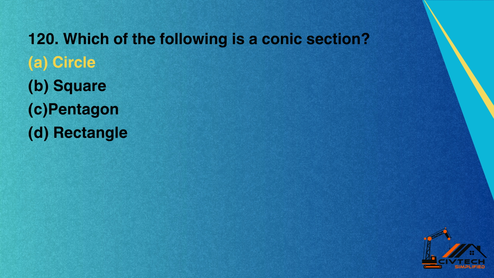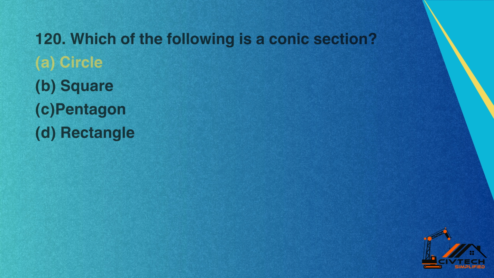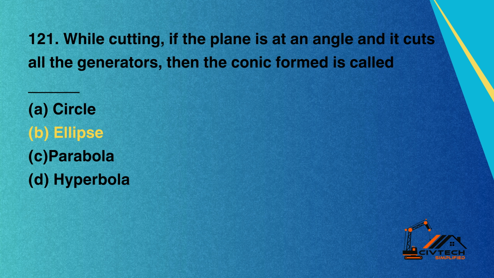120. Which of the following is a conic section? A. Circle. B. Square. C. Pentagon. D. Rectangle. Correct option: A. Circle. 121. While cutting, if the plane is at an angle and it cuts all the generators, then the conic formed is called: A. Circle. B. Ellipse. C. Parabola. D. Hyperbola. Correct option: B. Ellipse.